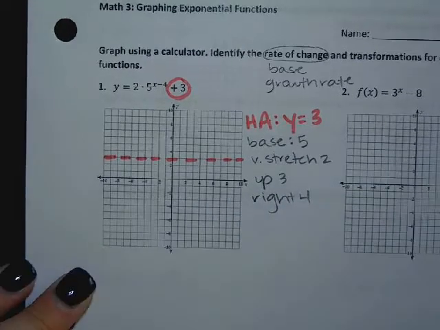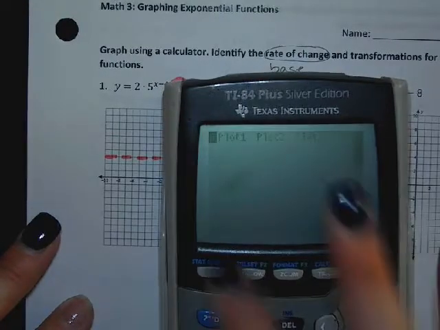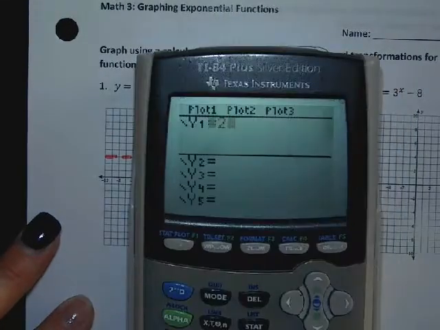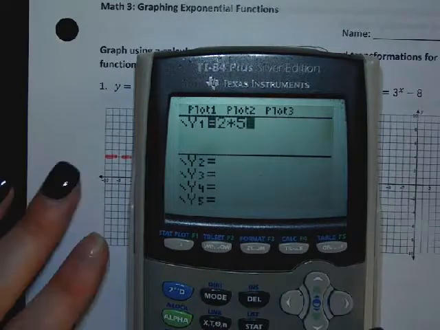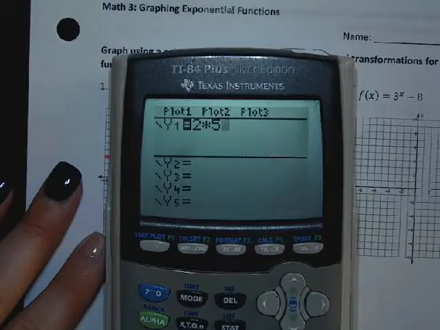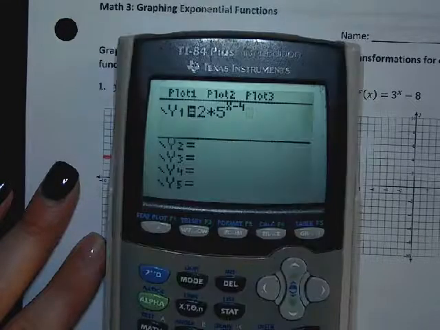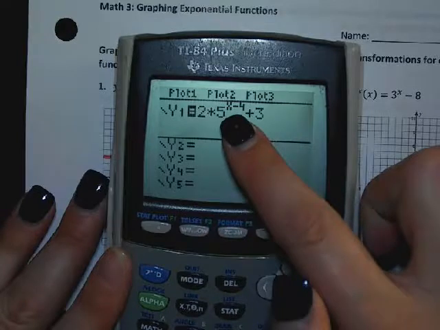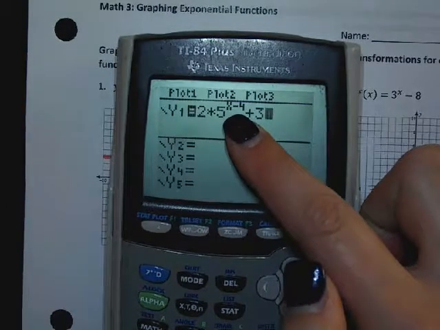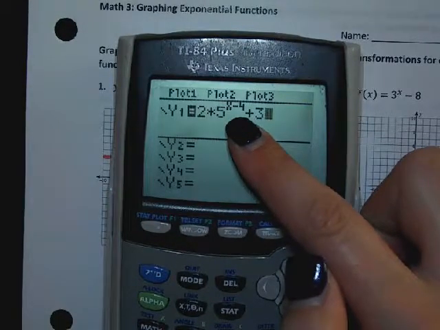Okay, so I'm going to go ahead and graph this now. Got my y equals, I've got 2 times 5. If you want, you can put parentheses around the 5. It doesn't matter. So 2 times 5 to the x minus 4. And then we've got a plus 3. Henry, you have an older calculator, right? So when you do your x minus 4, it needs to be in parentheses. So you do your up arrow, x minus 4, and then your plus 3. Okay. All right, we got it plugged in? Yes, everybody should be plugging it in.